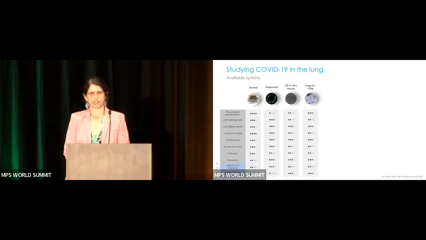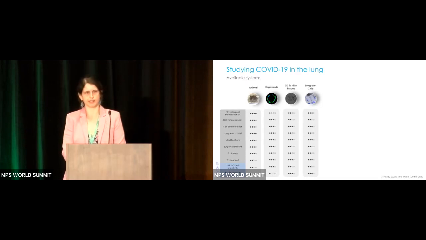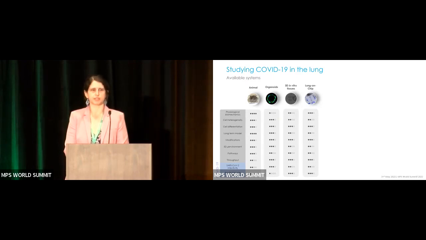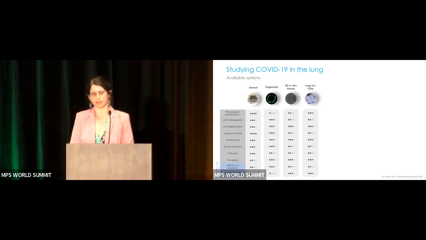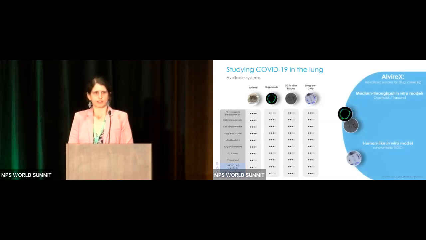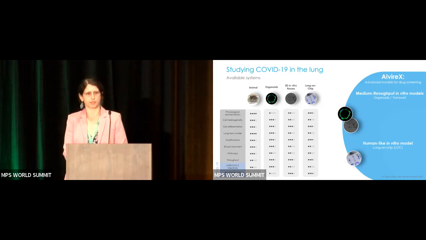So therefore, there are aspects that could be better modeled in human-derived in vitro models. And there are currently advanced in vitro models at our hand, which also provide 3D complexity, such as organoids, 3D in vitro tissues, and lung-on-chip models. And we plan to use these 3 in vitro models to develop Alvirix, which is this drug screening platform for respiratory viruses that I mentioned before.